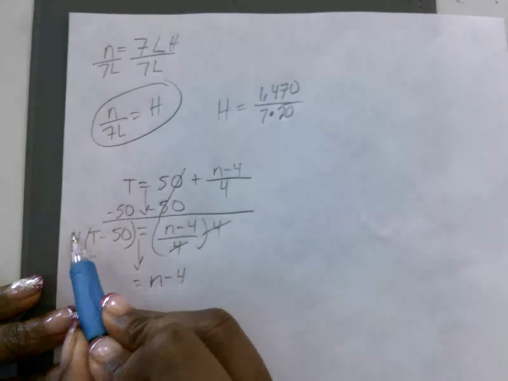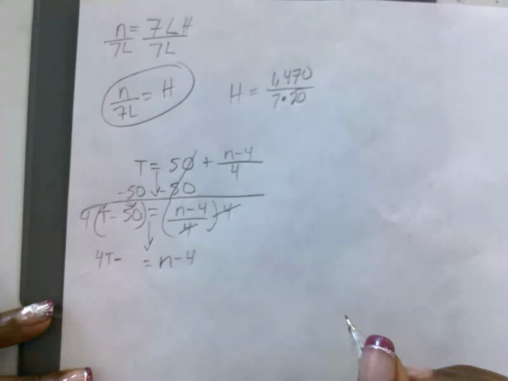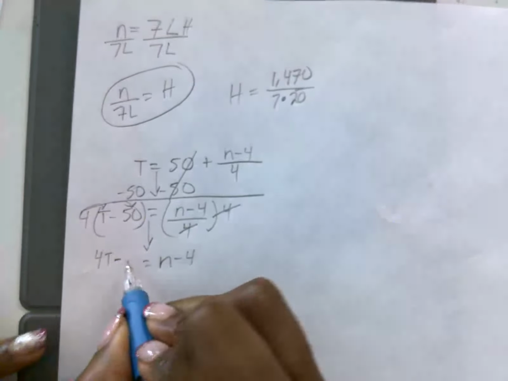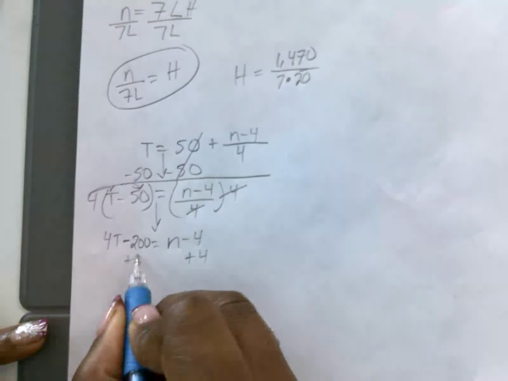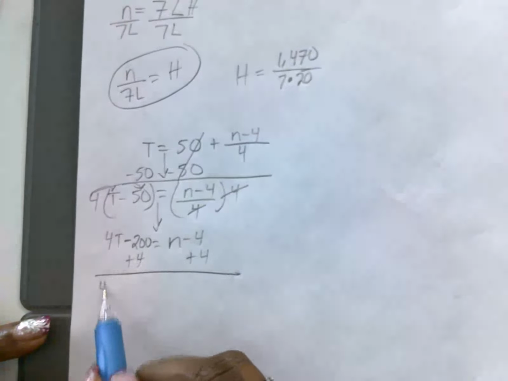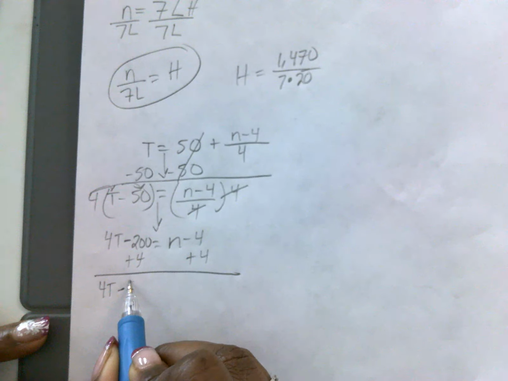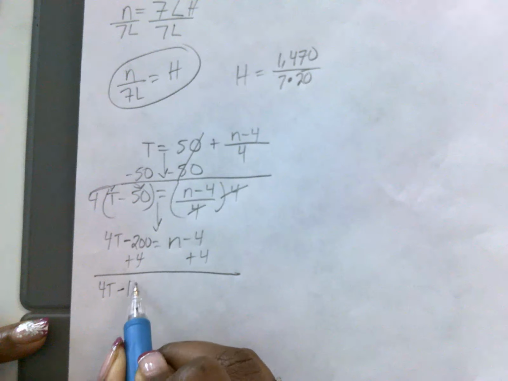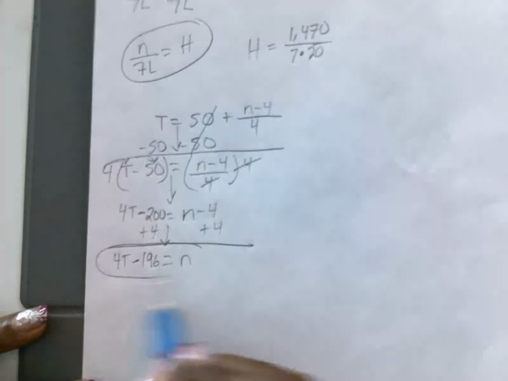On this side, when I distribute, I have 4T minus what? What's 4 times 50? 200. Now what are we going to do to get N by itself? Add 4. So what does that give me on this side? 4T minus what? 296. Say again. 196. Oh, that's okay. Okay.